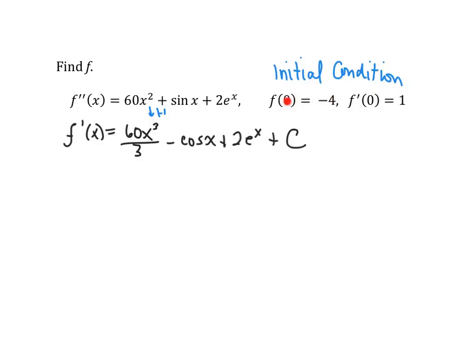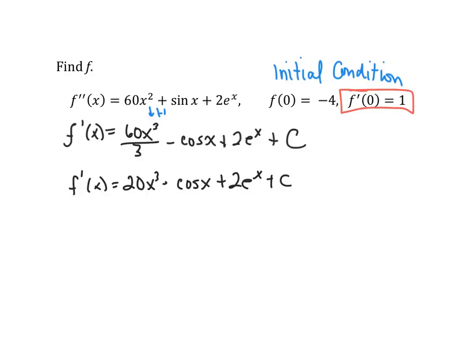Actually, sorry, I lied. This second one is the one that's going to help us figure out what c is. Before I write that down, let me simplify a little bit. So f prime of x is equal to 20x cubed minus cosine x plus 2 e to the x plus c. Okay, so that's simplified.